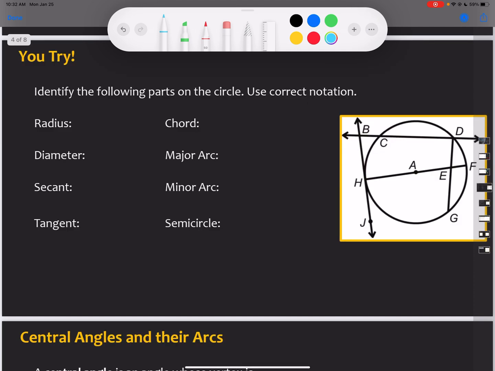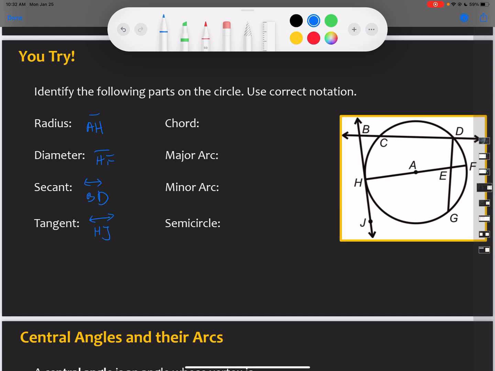All right, so let's try some identifying. The radius here, I have a radius AH. Remember, it's a segment. The diameter is HF. A secant, the line that goes through, so we have BD. The tangent touches one point on the outside of the circle, so that's like HJ.